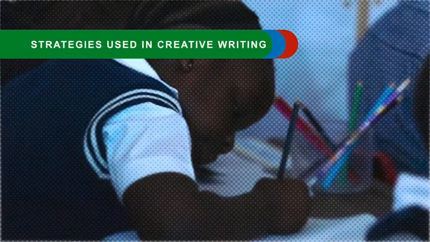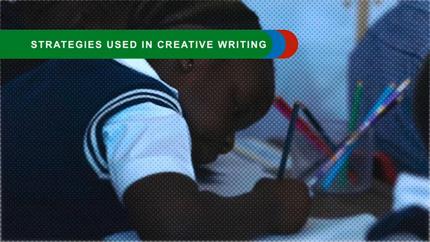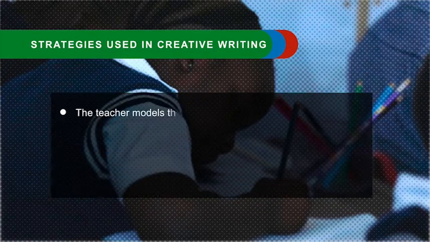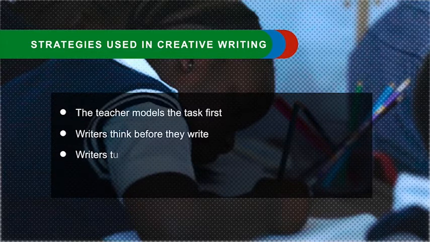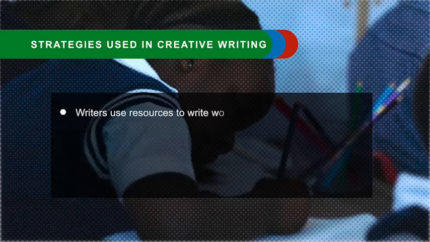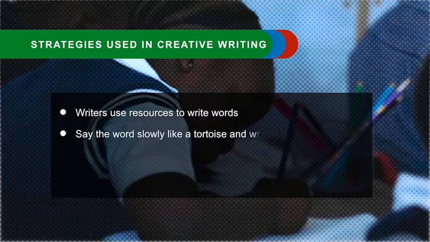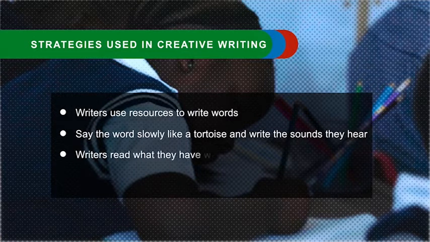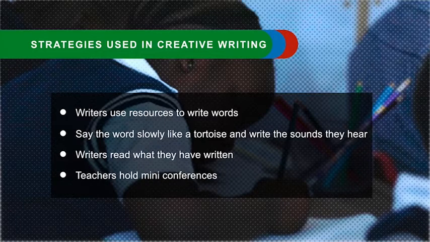The same strategies are used whenever creative writing is done. The use of the same routine and strategies make learners feel more secure and confident as they learn to write. The teacher models the task first. Writers think before they write. Writers turn and talk. Writers count the words in each sentence and draw lines. Writers use resources to write words. Writers say the words slowly, like a tortoise, and write the sounds they hear. Writers read what they have written, and teachers hold mini conferences.